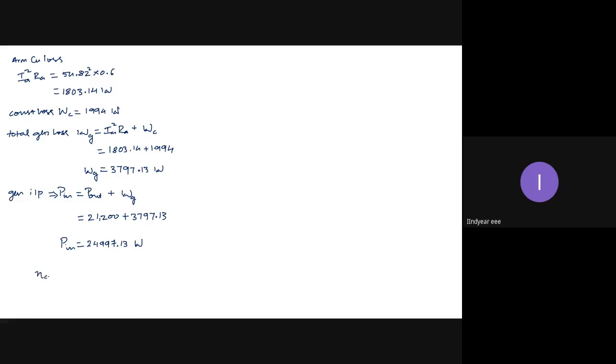Therefore, efficiency of generator is equal to P out by P in into 100. So efficiency of generator is equal to 21,200 divided by 24,997.13 into 100, which is 84.8%. So this is about calculating the efficiency of motor and generator.